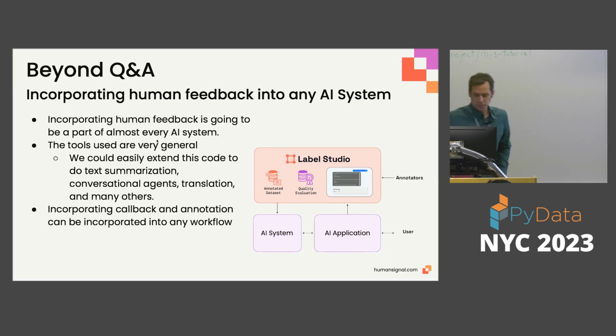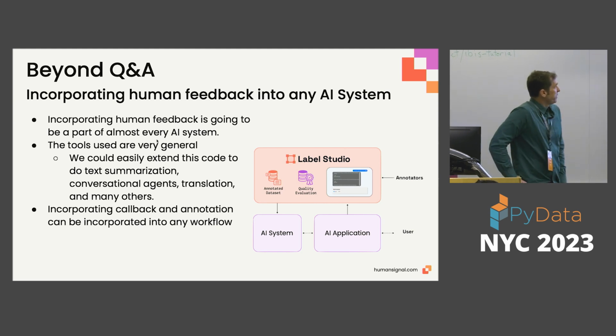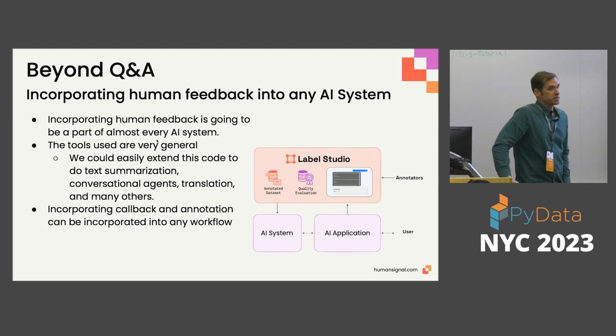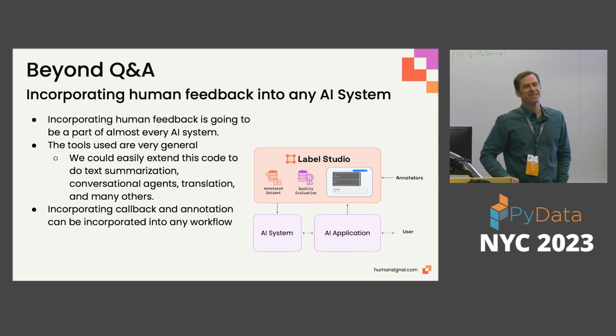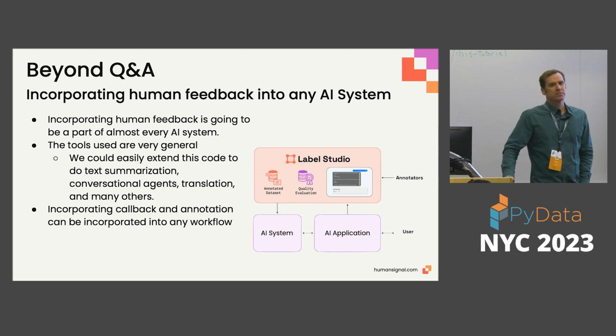Okay, so incorporating human feedback is going to be a part of almost every AI system. Yes, you had a question? Quick question. When the API returned, "I don't have the answer for this," was that just OpenAI summarizing the results from the vector DB, or is there some kind of processing from LangChain in the middle?